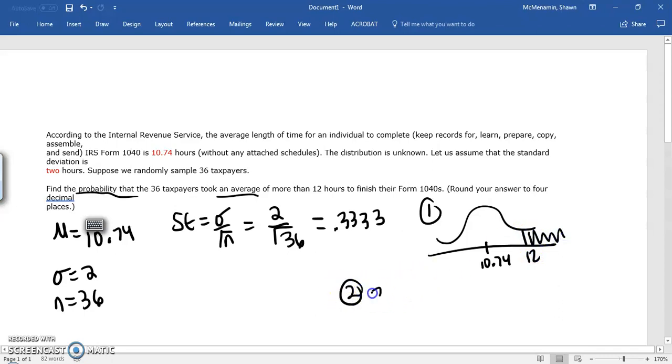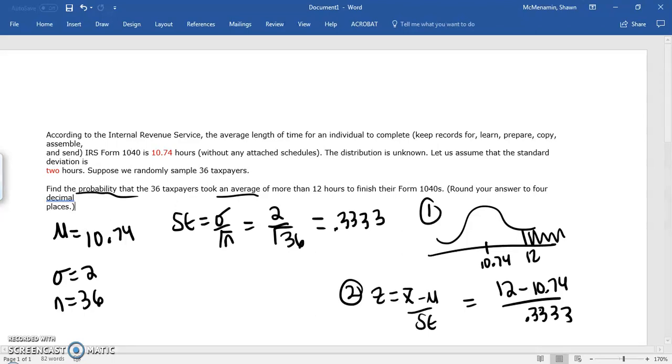The second step is to use the z-score, so x bar minus mean over standard error. So we have x bar, which is 12, minus mean, which is 10.74, divided by 0.3333. Let's do 12 minus 10.74 in your calculator first, then divide that by 0.333, and you get 3.78.